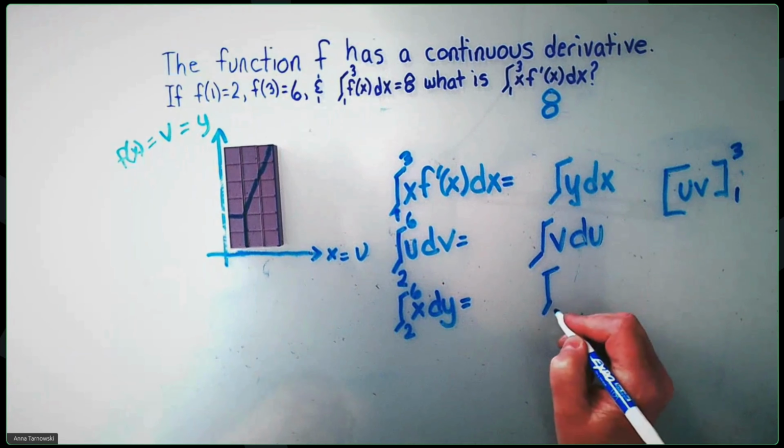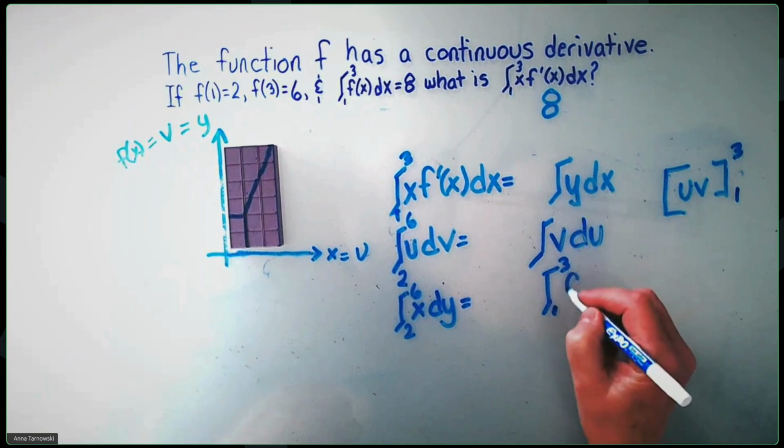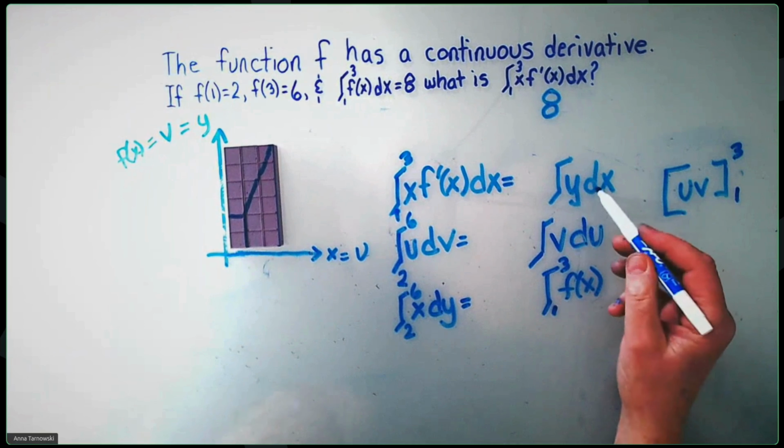This should be 1 and 3, and this is just y, which is f of x, and dx equals du, so I can just put that there. That's this here, right here. All these things are just different ways of saying the same thing. So same as, it doesn't look same, but it is same.